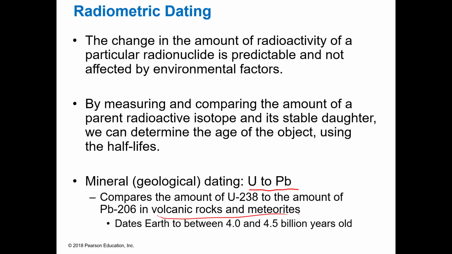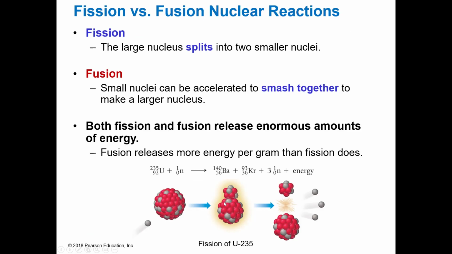That allows us to make an estimate of the age of the Earth to be 4 to 4.5 billion years old. So when you hear these geological times, that's what they're basing them on. We're using the half-lives to see how much parent versus daughter nuclide is present in particular areas.